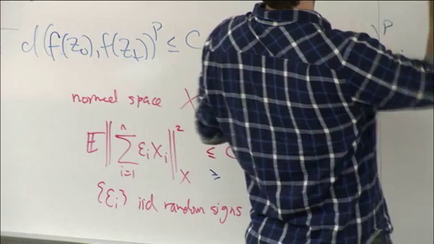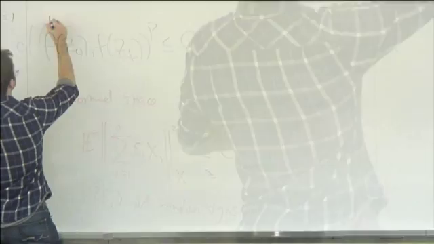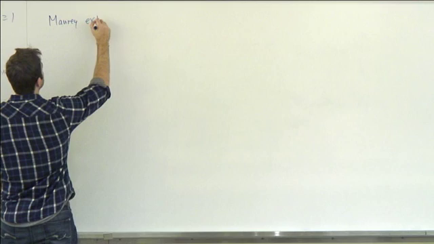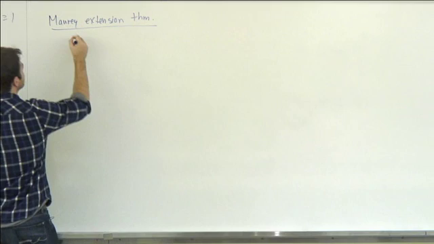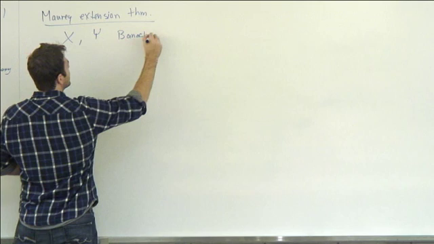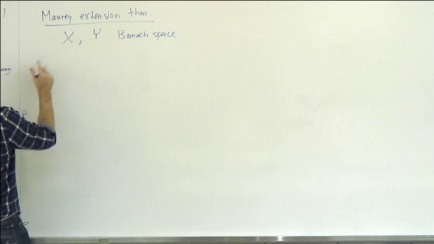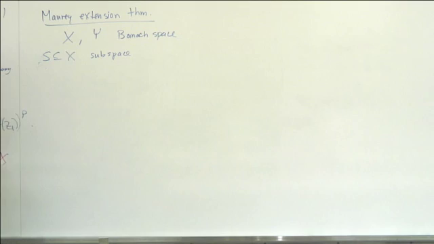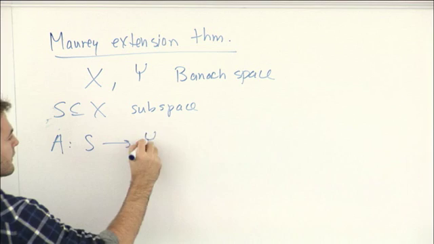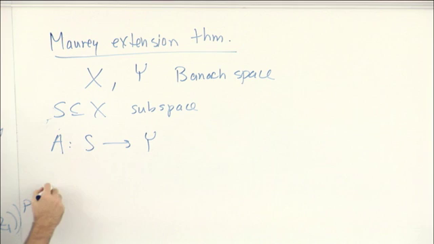So, for instance, the following is known as the Maurey extension theorem. Take two Banach spaces, X and Y, and fix some subspace S of X. Then consider the following type of question. I have a bounded linear operator from S into Y, so it's a linear operator with bounded operator norm. And I'm curious about when I can get an extension of this operator to the whole space X such that it remains bounded. So this one is bounded, and I want this one to be bounded as well.